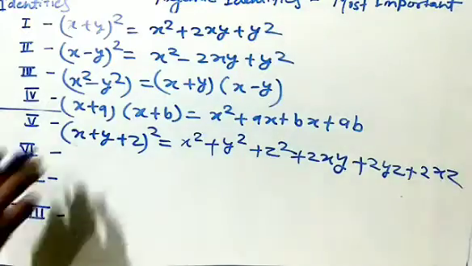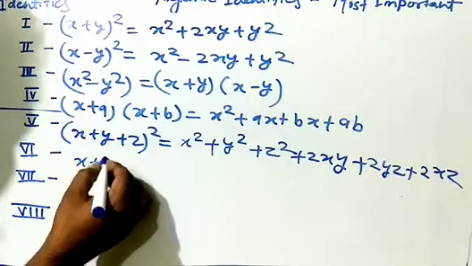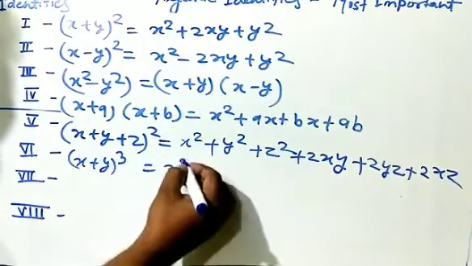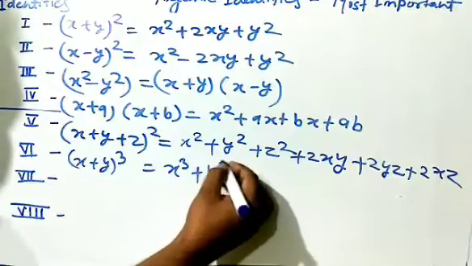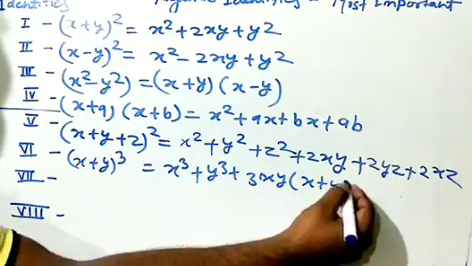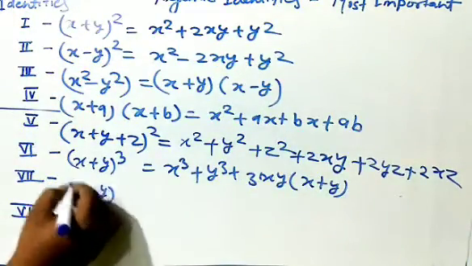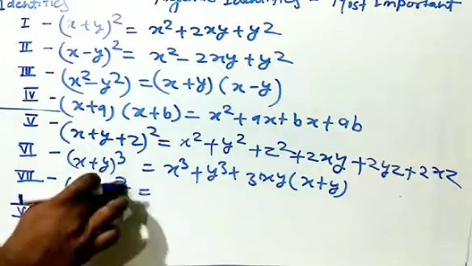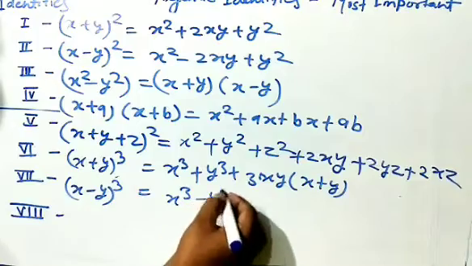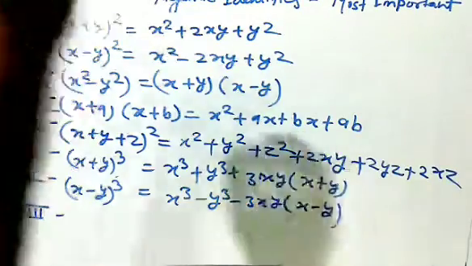Okay. Now the next identity is x plus y whole cube: first term cube, second term cube, plus 3xy times x plus y. Okay. Next, you understood very well: x minus y whole cube equals x cube minus y cube minus 3xy times x minus y.